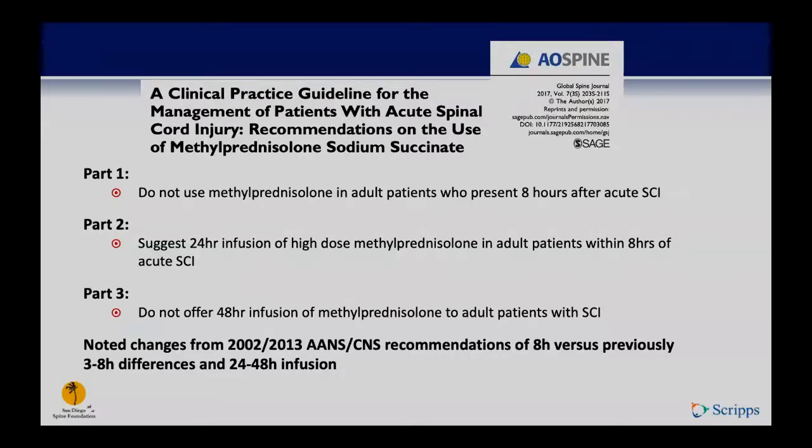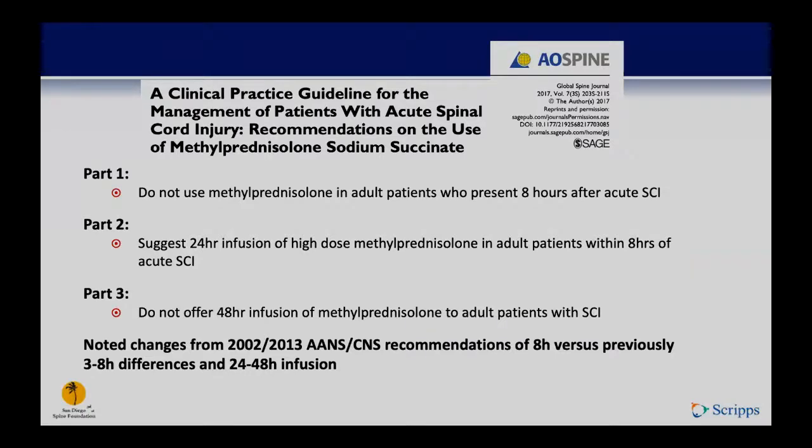They weakly suggest that there is some possible improvement in neurologic function, and therefore it's reasonable to have a discussion and possibly use a 24-hour infusion of high-dose steroids in patients within 8 hours from injury to treatment. But offering 48 hours, as done in some previously reported studies, did not offer any improvement. They do not recommend that due to the increased risk of the side effects of steroid treatment shown in these patients, such as GI issues, pneumonia, especially decubitus ulcers, and even death.